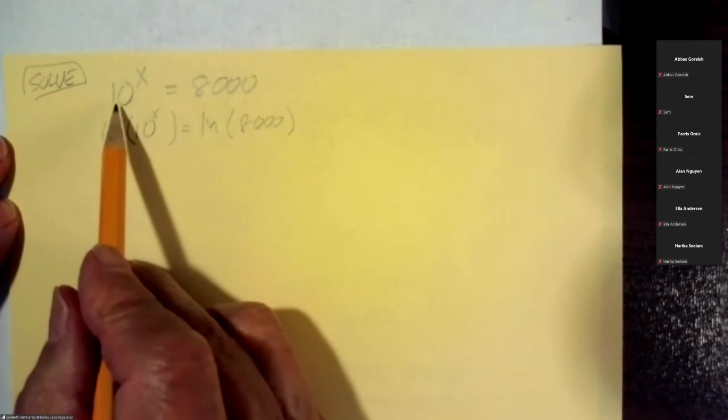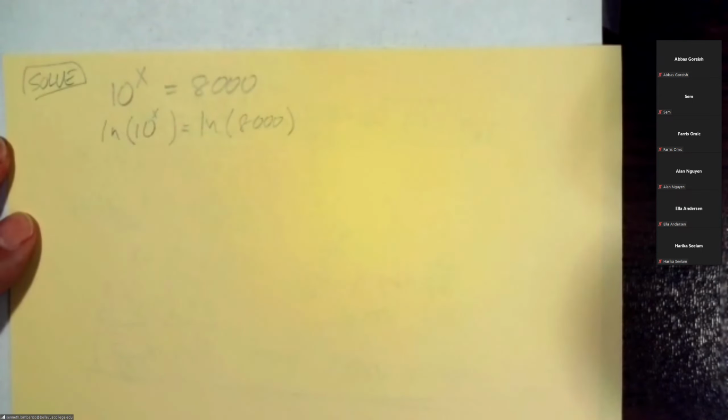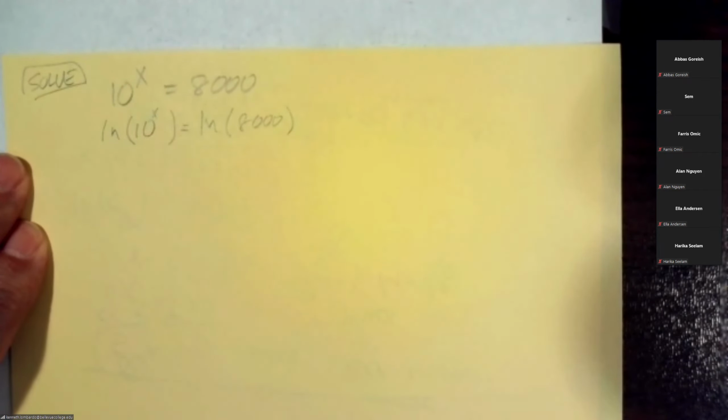The question looked like this and it said solve, and it gives you 10 to the x equals 8,000. And we have an offering that says that's the same as the ln of 10 to the x equals the ln of 8,000. And the question is, are we done? Have any new volunteers that could help us out? Or Sam, you could help us too.